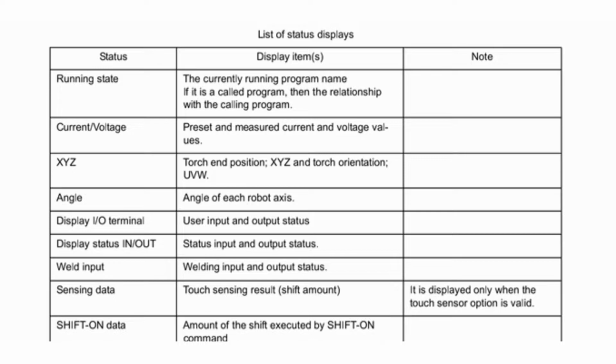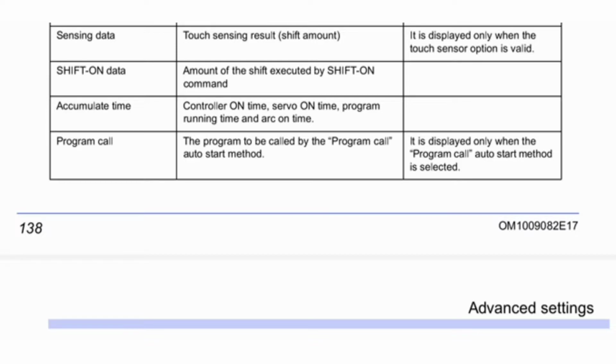Display input output terminal. User input and output status. Display status in out. Status input and output status. Welding input and output status. Sensing data, touch sensing result, shift amount. Note, it is displayed only when the touch sensor option is valid. Shift on data, amount of the shift executed by shift on command.